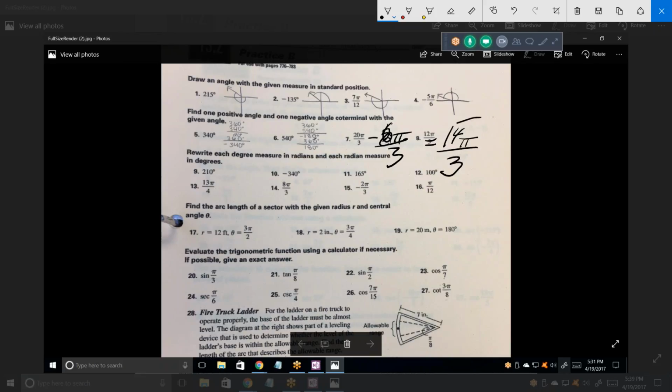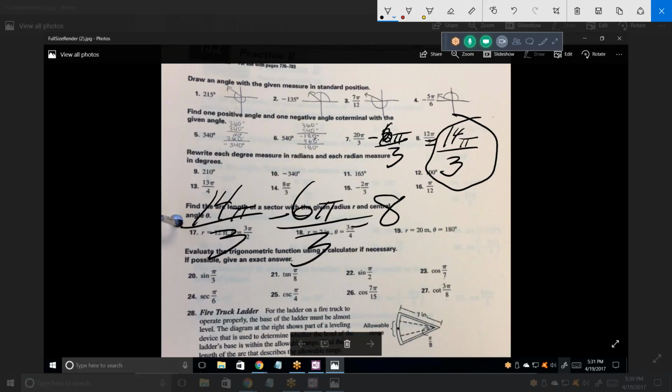So there's the positive angle. That works. Now, if I want to get a negative angle, I just keep subtracting 2 pi from that. So I got 14 pi over 3 minus 6 pi over 3. That's 8 pi over 3. I'm going to subtract another 6 pi over 3. That's 2 pi over 3.